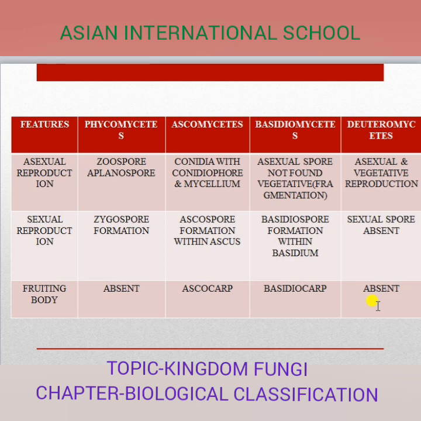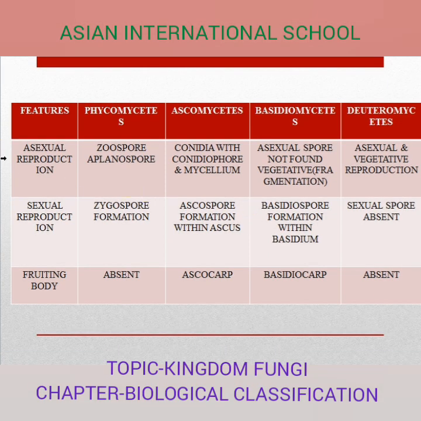Here also some specific points are written. Next point is asexual reproduction. In case of asexual reproduction, keep it in your mind, Phycomycetes produce zoospores and aplanospores, and Ascomycetes produce conidia, and those conidia are present on the stalk-like structure, the conidiophore, as well as on the surface of the mycelium. These conidia are commonly found in Penicillium also.